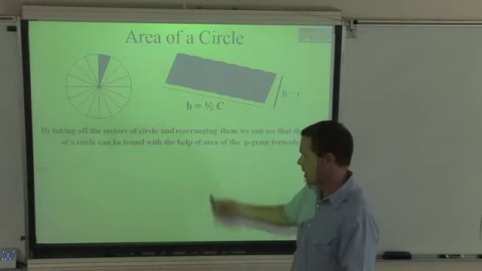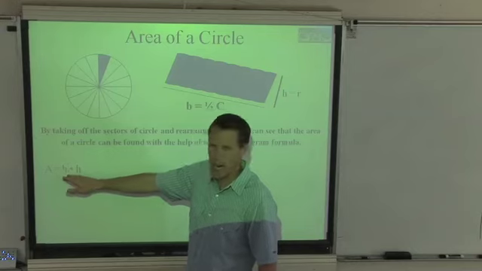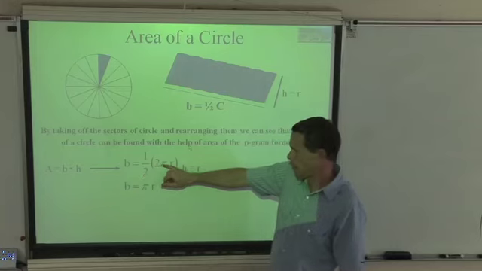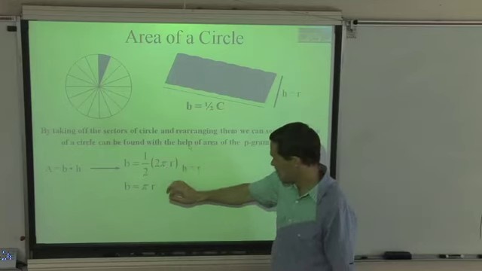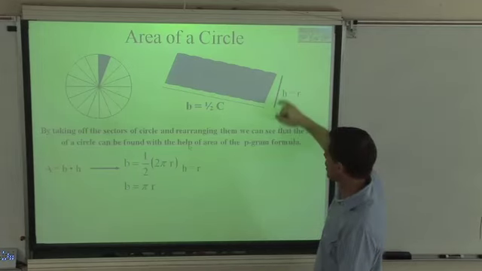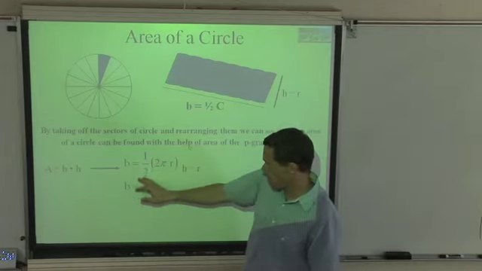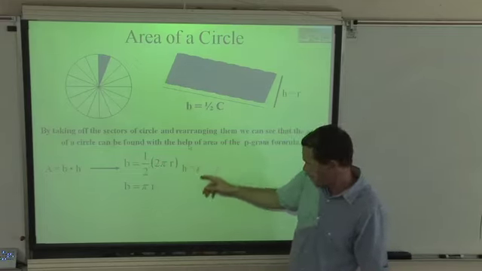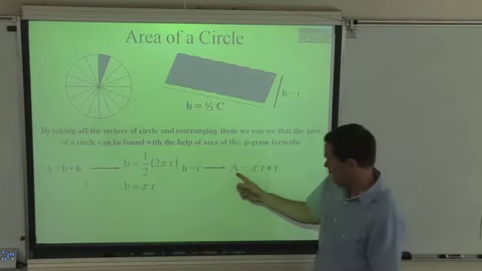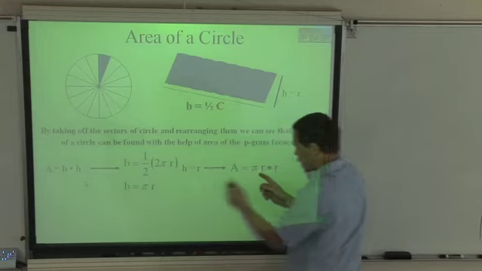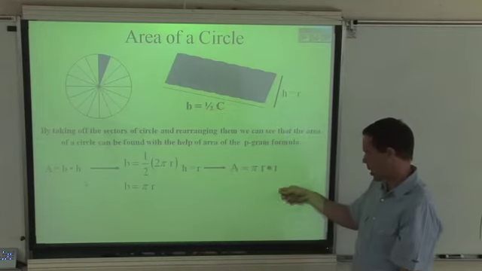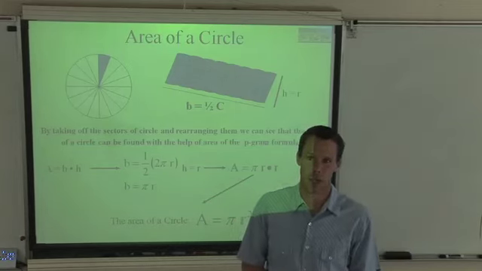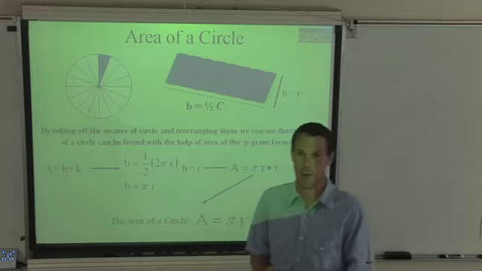So if we use the parallelogram area, area equals base times height, our base is 1/2 the circumference, 1/2 of 2 pi r, and then our height is equal to r. So I can reduce my base, 1/2 of 2 pi r, to just pi r, and my height is r. Now let's substitute those here, and I've got area equals pi r, the base, times height, r. Pi r times r is pi r squared. So this was just a little side note of where pi r squared came from, and how we discovered the area formula for a circle.